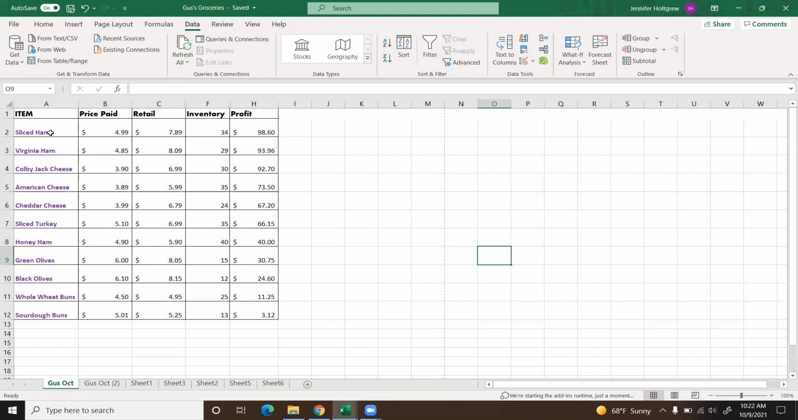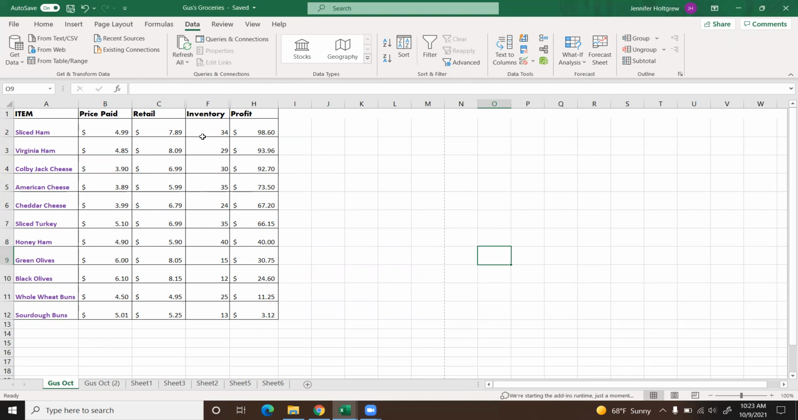So now I know, ooh, that sliced ham, I have the potential of $98.60 sitting on my shelf. The sourdough buns, apparently not a profit leader, and I've only got $3.12.